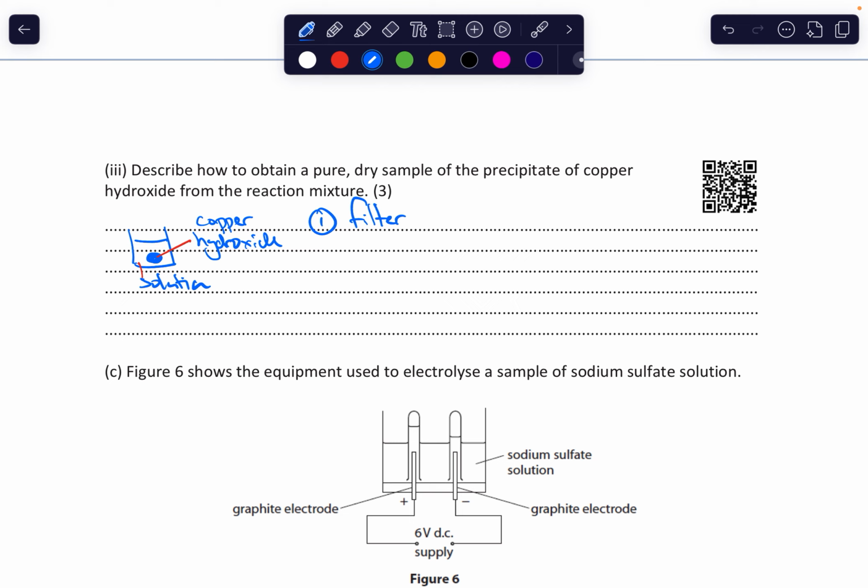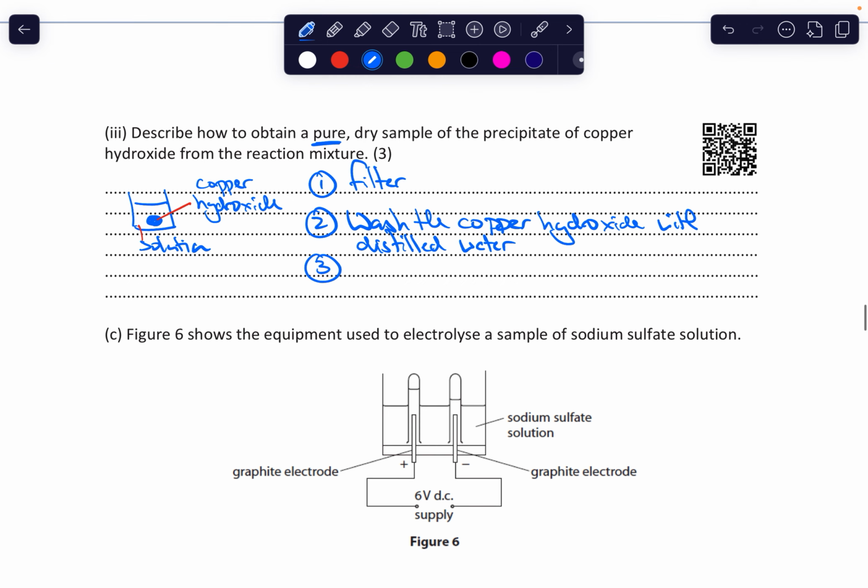How do you make it pure? What you would then do is you would wash the copper hydroxide with distilled water. So that's water that doesn't contain any other ions. And then number 3, you would then leave it somewhere warm to dry.